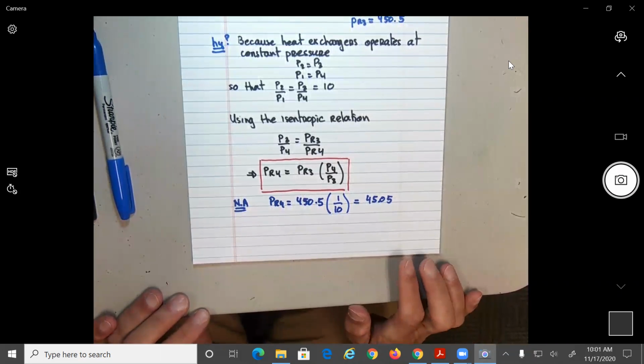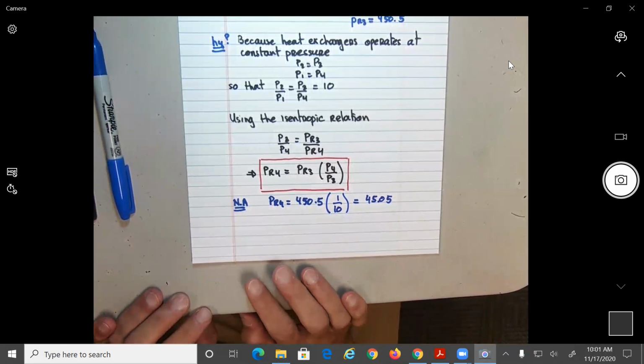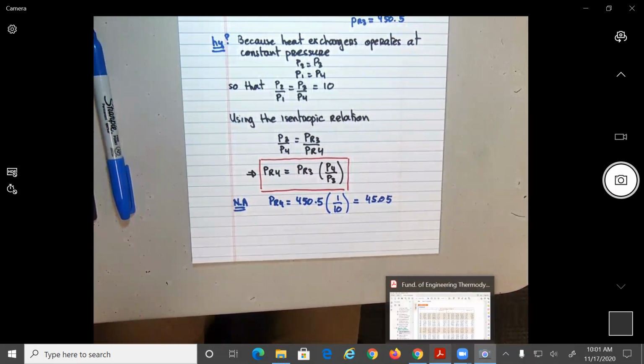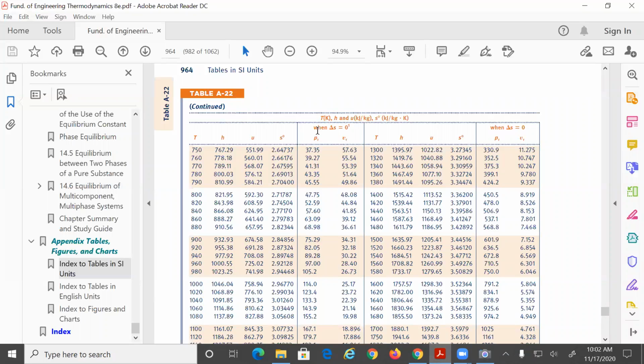Okay, so remember we need to find H4. So now that we know PR sub 4, what can we do? We can probably go to the tables and we're probably going to have to interpolate. Okay, so you see these ones can be a lot of work. So if we go here, let's see, so P sub R is 45, so it should be somewhere over here. So you have 45.55, you have 810, and 43, you have about 800.